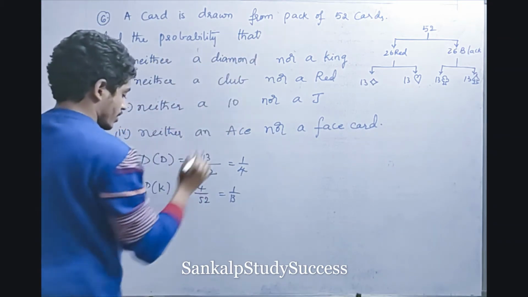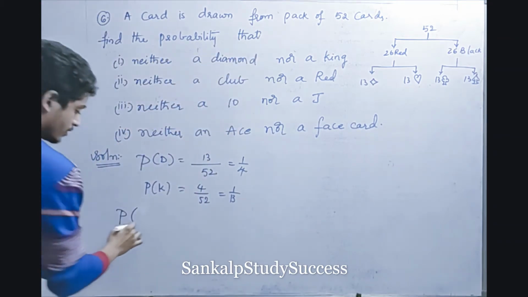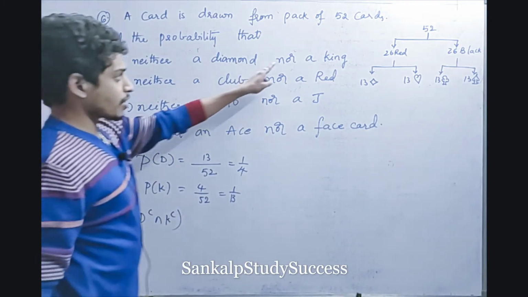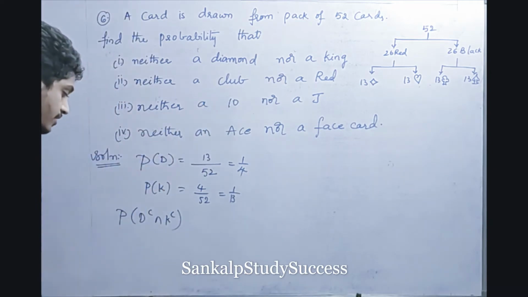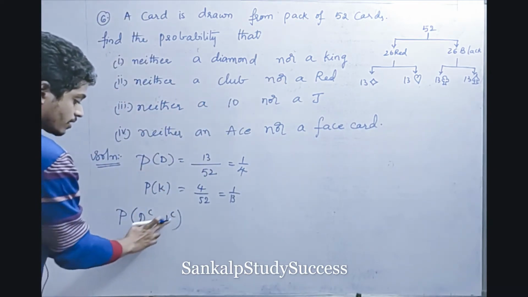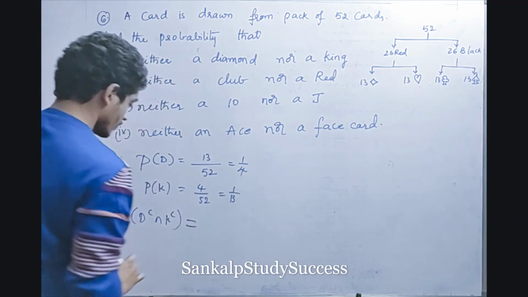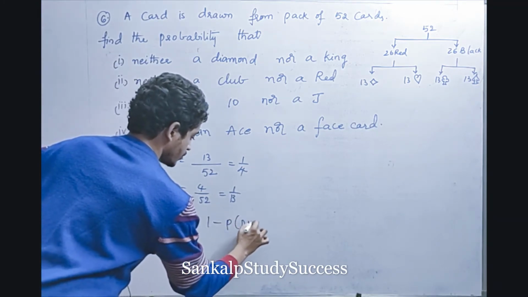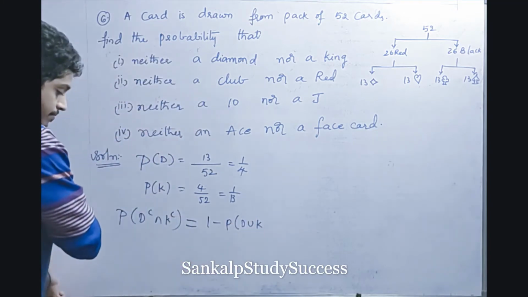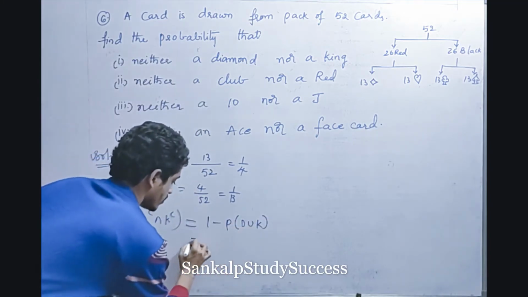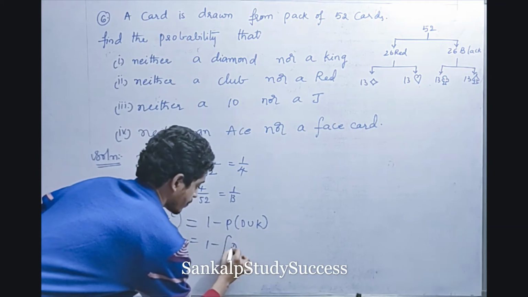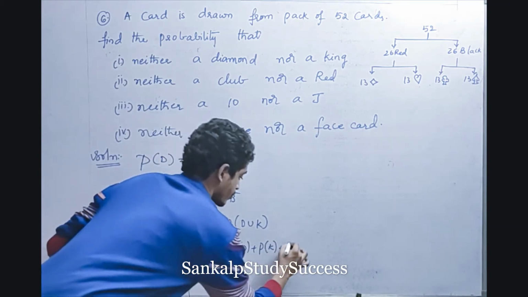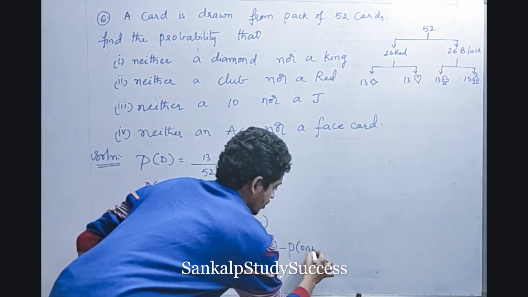Now what is the probability that he is asking? Neither diamond nor a king. In the sense, probability of D complement intersection K complement. Nor means intersection. Neither diamond nor king. Okay, fine. This is equal to, how can we write this? 1 minus P of D union K. So this is the addition theorem: 1 minus probability of diamond plus probability of the king minus probability of diamond intersection king.